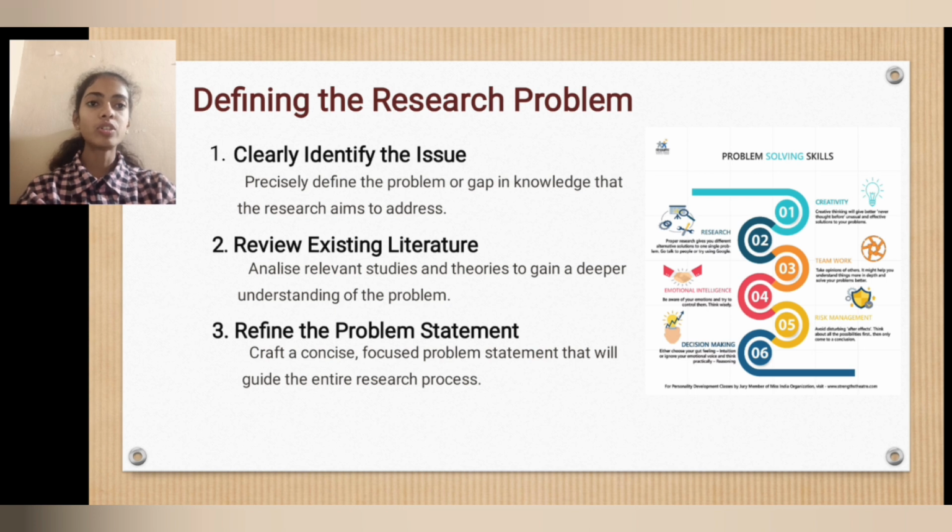Second one is reviewing existing literature. Analyze relevant studies and theories to gain a deeper understanding of the problem. Third one is refining the problem statement. Craft a concise, focused problem statement that will guide the entire research process.